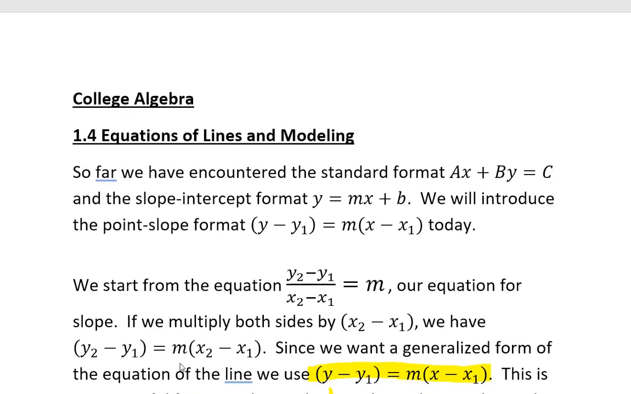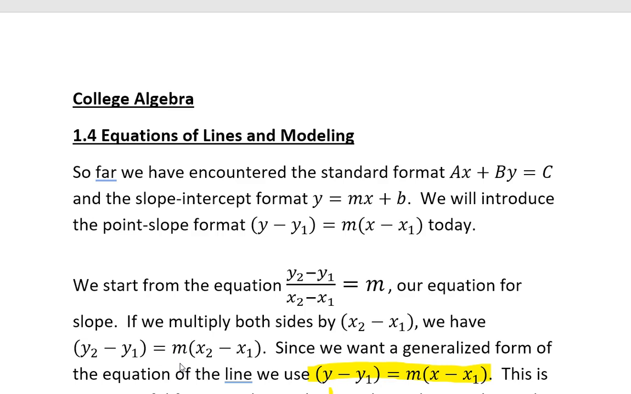Okay, welcome. We are going to be talking about 1.4, equations of lines and modeling those lines. So far we've encountered the standard format where we have ax plus by equals c. We know that a, b, and c are constants and that all three cannot all be 0. We also know about the slope-intercept form. We've talked a fair amount about that. Y equals mx plus b, where m is our slope and b is our y-intercept.